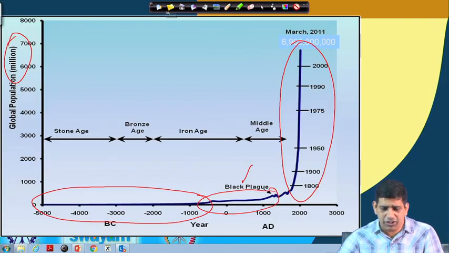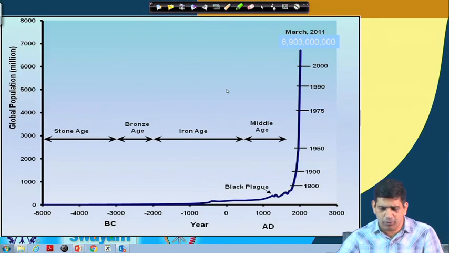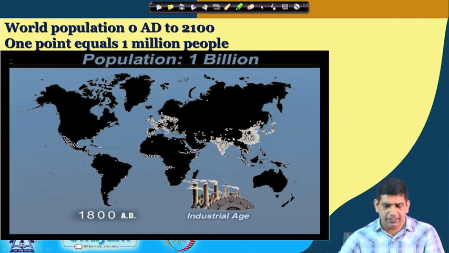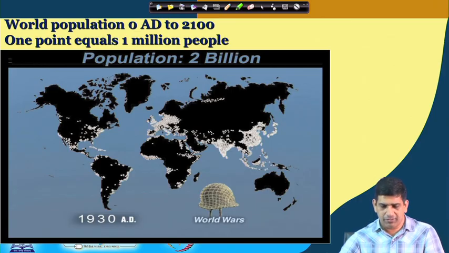So, as you can see, that is the historical trend in population. If you look at world population, AD 1 equals about 1 million people. Initially we have 170 million, then we have 1 billion people in 1800 AD with the industrial age. If you look at the map, India and China, North America, Western Europe, the European countries, you start seeing more and more dots. One dot means 1 million people. It's still 2 billion.